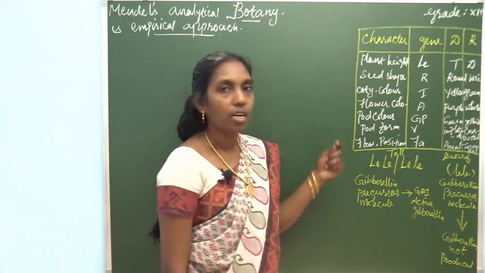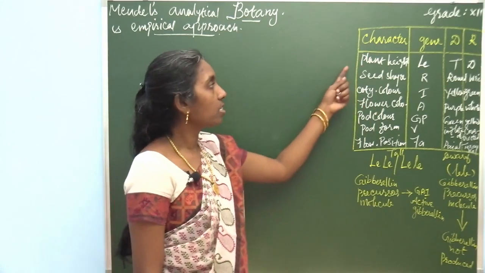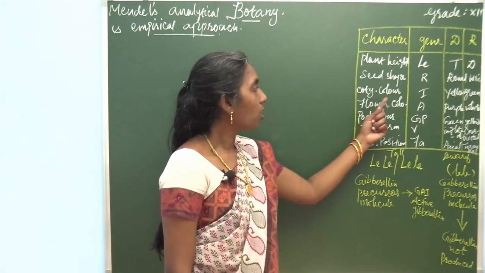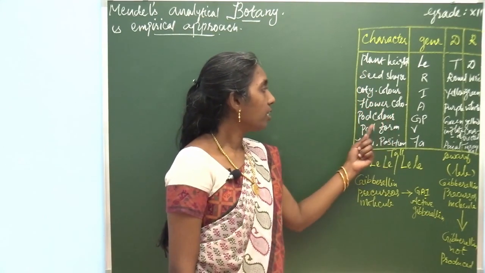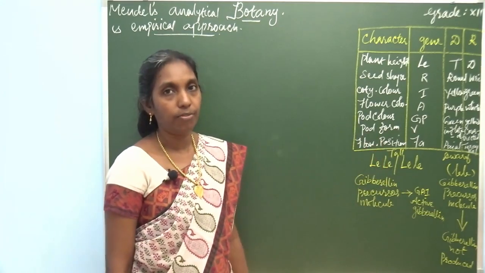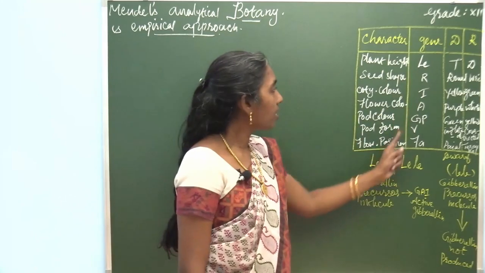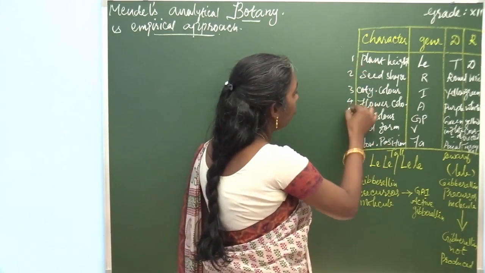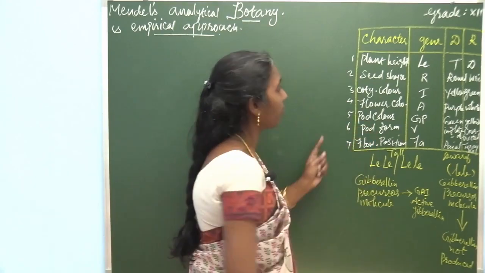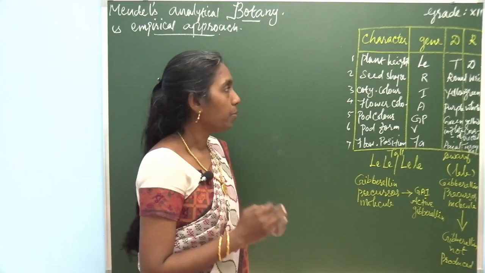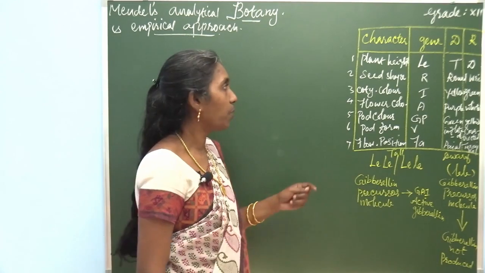These are the characters. There are 7 different characters: height of the plant, seed shape, cotyledon color, flower color, pod form and position of the flower. So, these are all 7 characters, 1, 2, 3, 4, 5, 6 and 7. All these 7 characters were chosen by Mendel for his hybridization experiments.